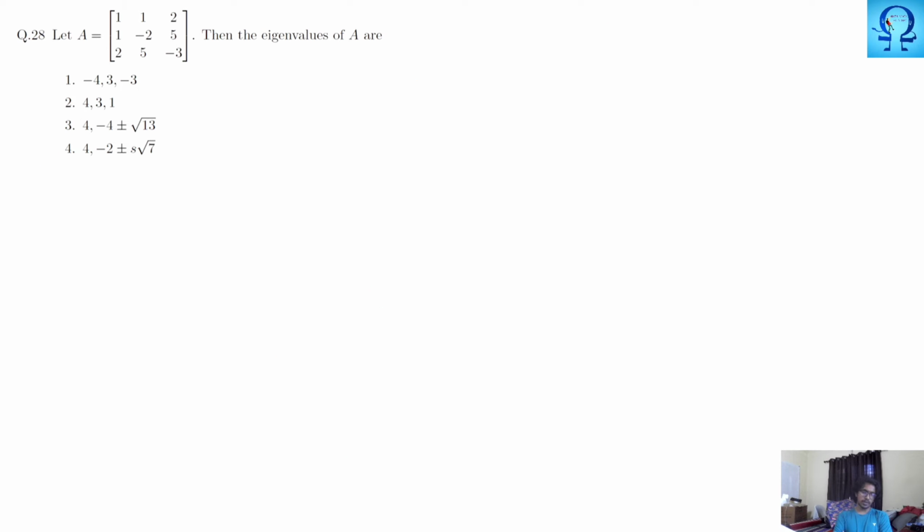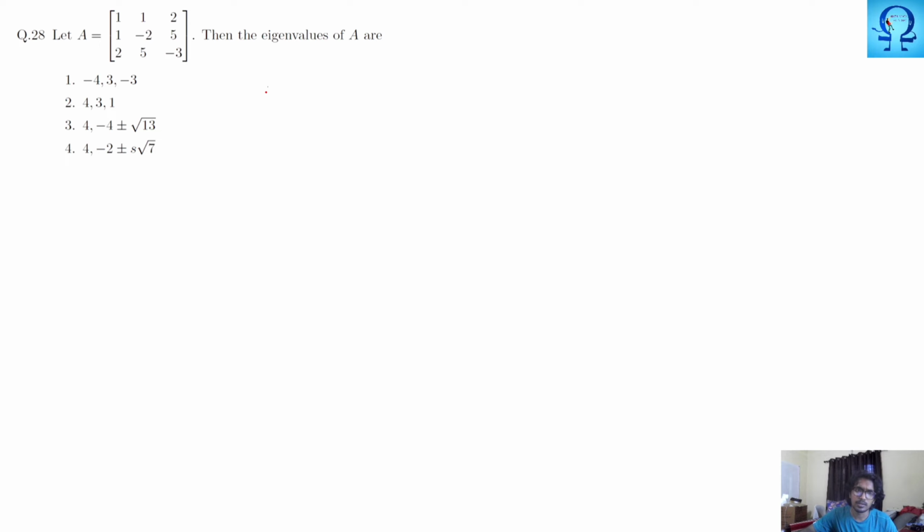Moving to the next question. Here a matrix is given and we are asked to evaluate the eigenvalues of A. In order to evaluate the eigenvalues, the very trivial way that we all know is to find the characteristic equation and solve it. That is one way. Here I am going to make use of the properties of eigenvalues to evaluate this problem.